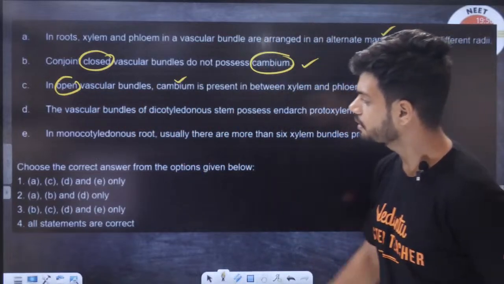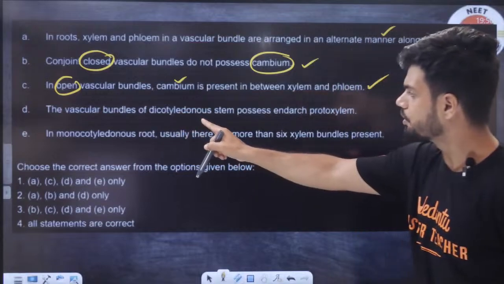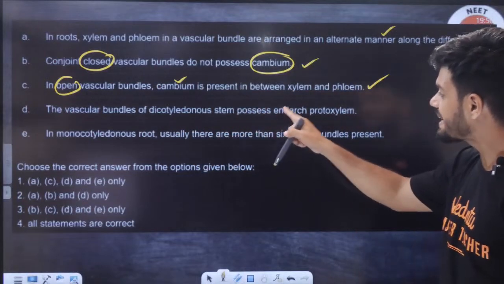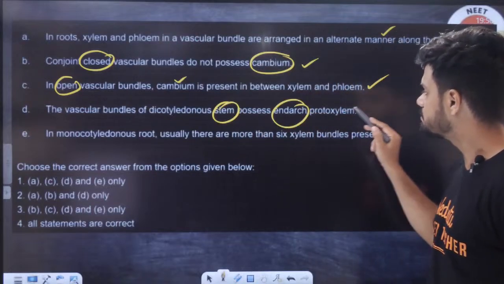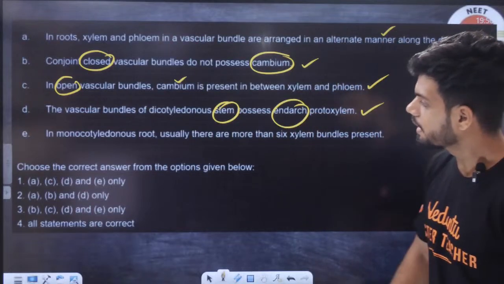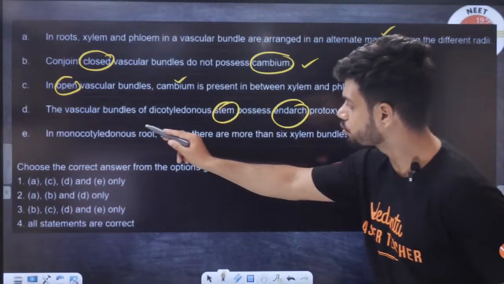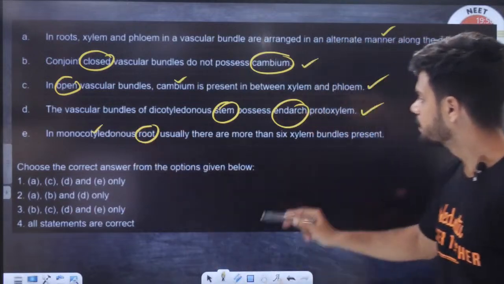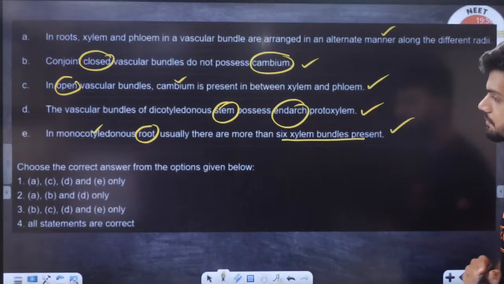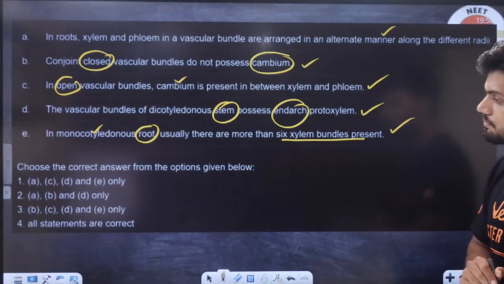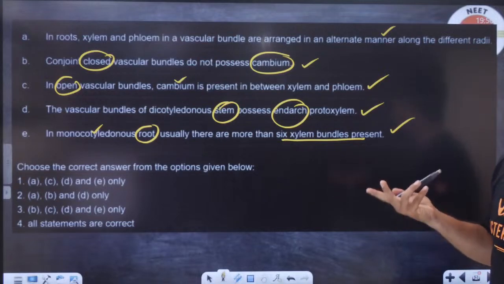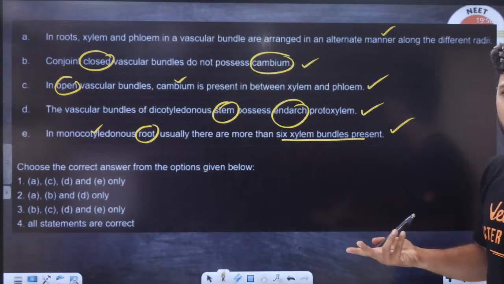Okay. Vascular bundles of dicot stem possess endarch protoxylem. See, it is a stem, so endarch makes sense. In monocot root, usually there is, see, it's a root, monocot, polyarch condition, correct. So what is the answer? Tell me what is the answer now? Everything makes sense, right? Everything makes sense right now.